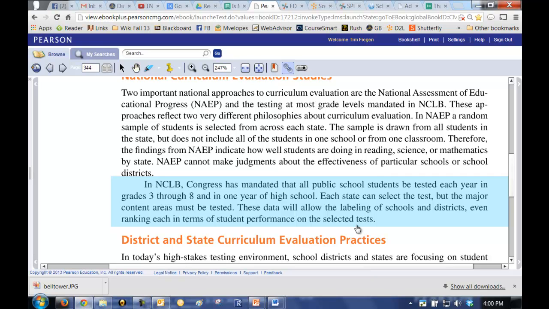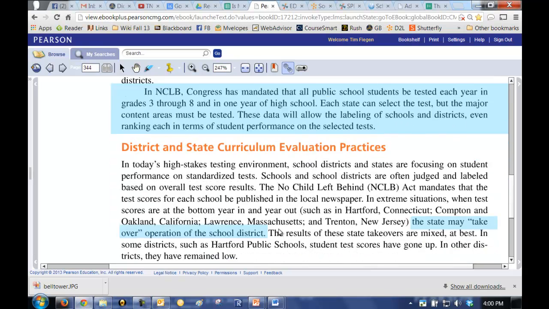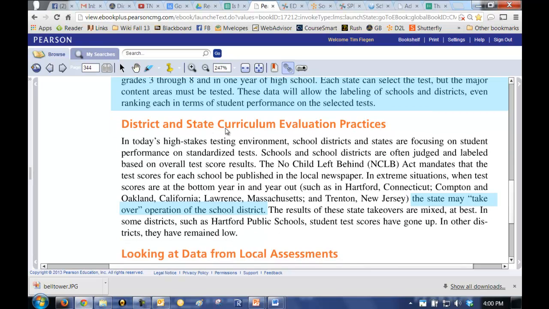And now I assure you, the feds, if we keep Common Core, the feds will also start to tell you what tests to give. And then this data allow labeling of schools and districts, even ranking them in terms of student performance in this, and hence the scores they get. Then the district with state curriculums, the school districts and states are focusing on student performance on the tests. No Child Left Behind mandated that test scores at each school be publicized, and we've talked about that before.